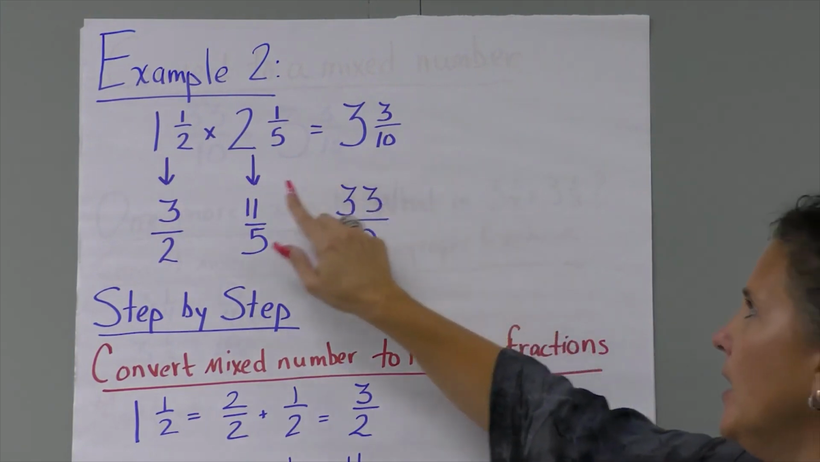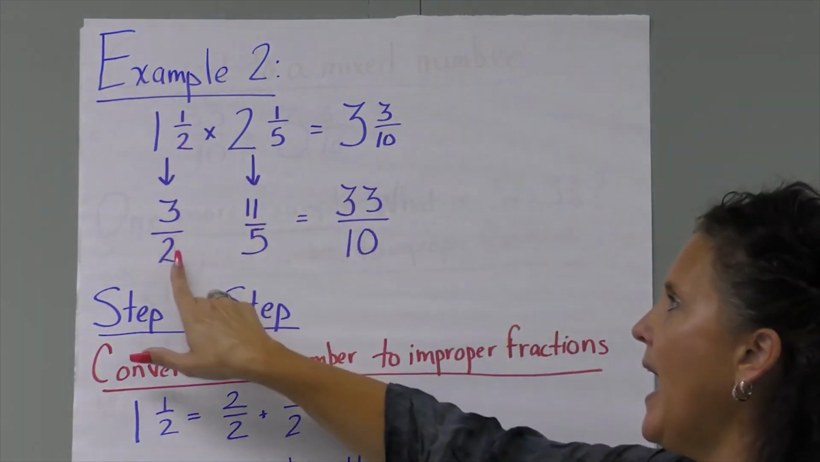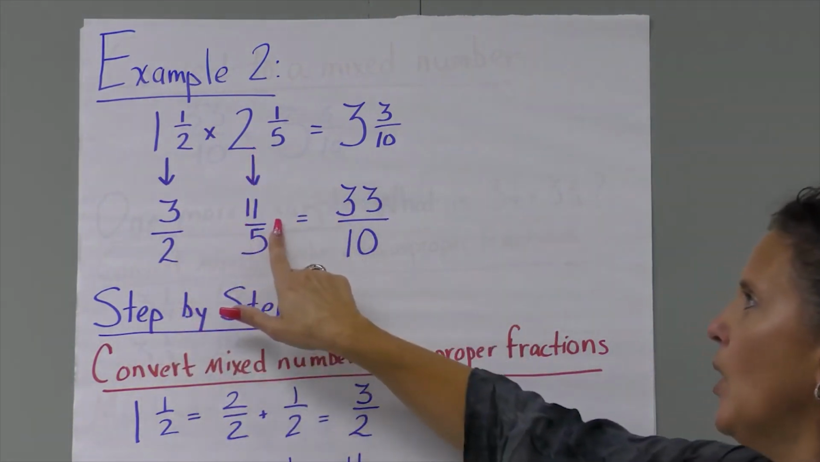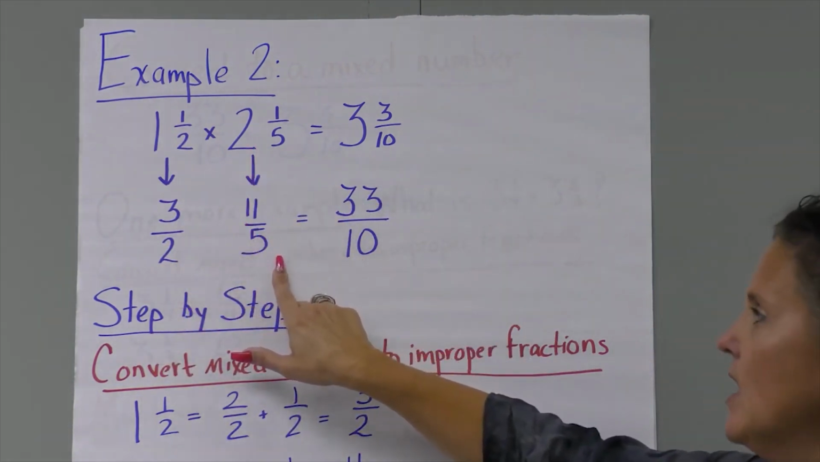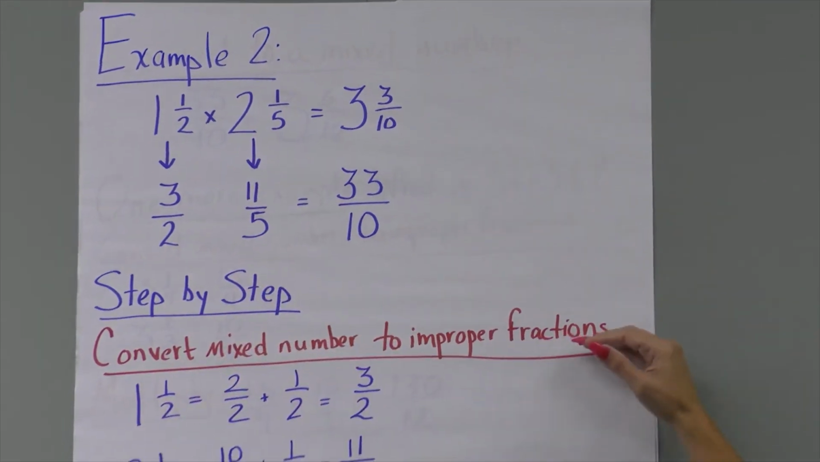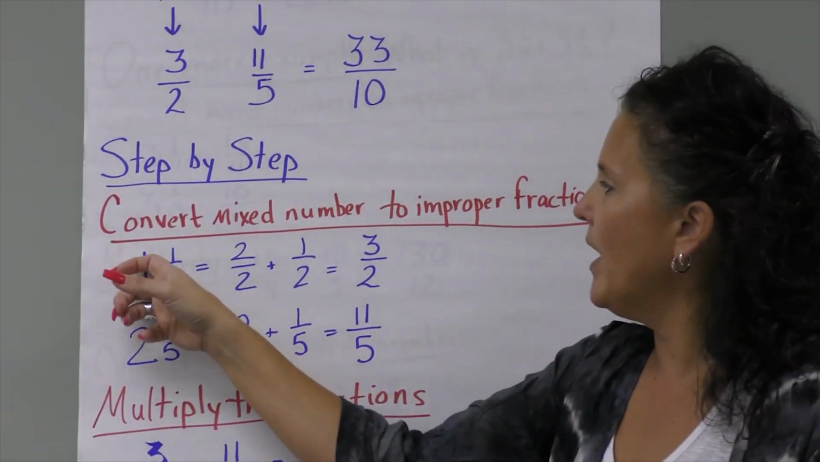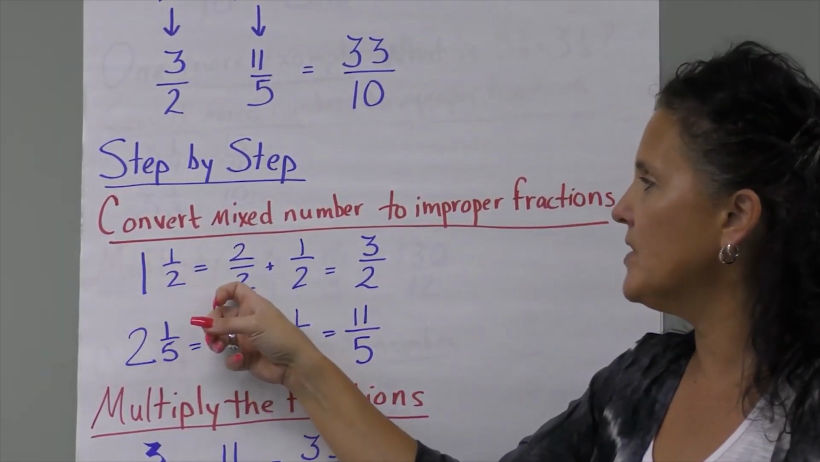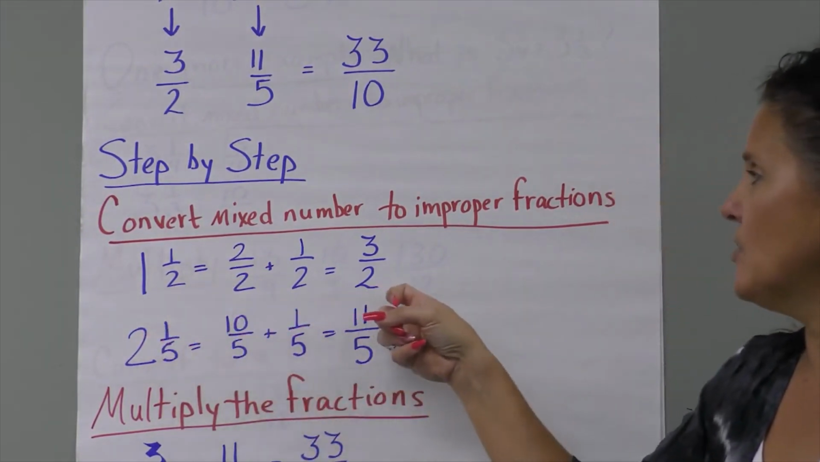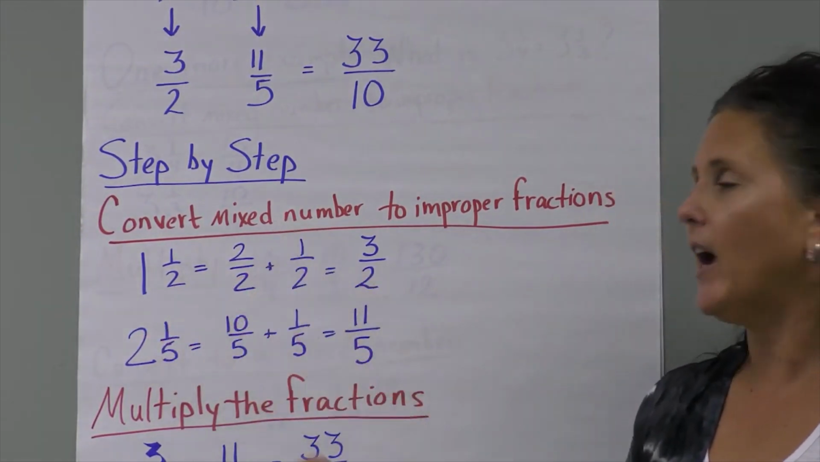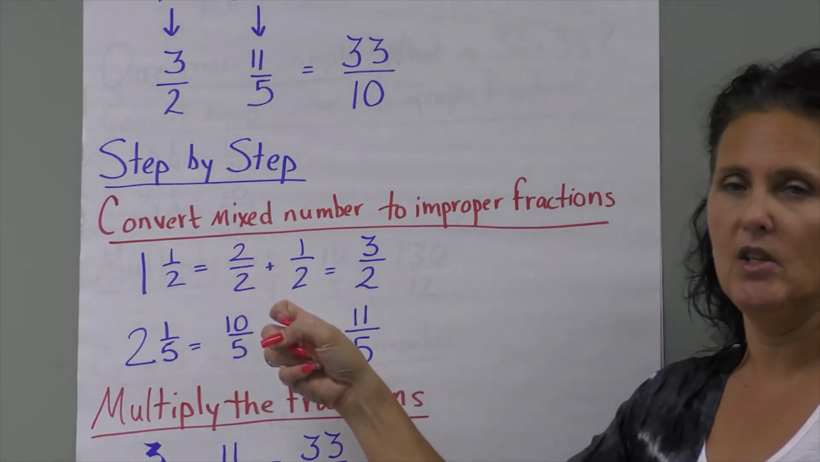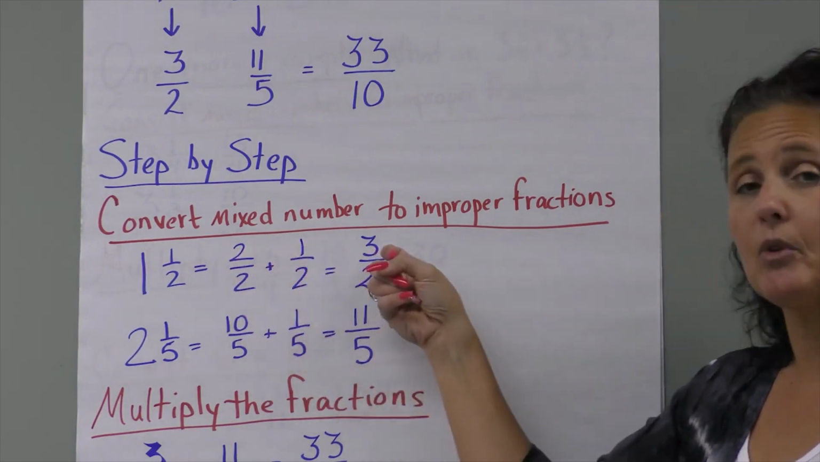Let's look and see how we got it. We want to change this 1 1/2 to 3/2, and this 2 1/5 to 11/5, right? Let's see how we do that step by step. We're going to convert our mixed numbers to improper fractions. So 1 1/2, we get 2/2, which is 1, right? And then we're going to add this half. So that gives us the 3/2. Because remember, when we added fractions, we moved the denominator over and added the numerators. So 2 plus 1 is 3.